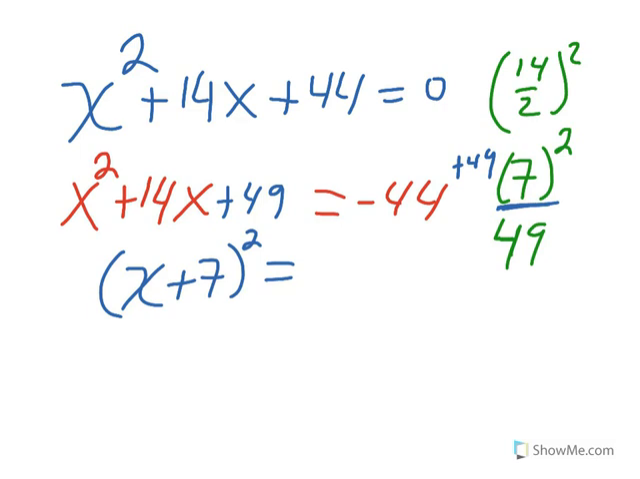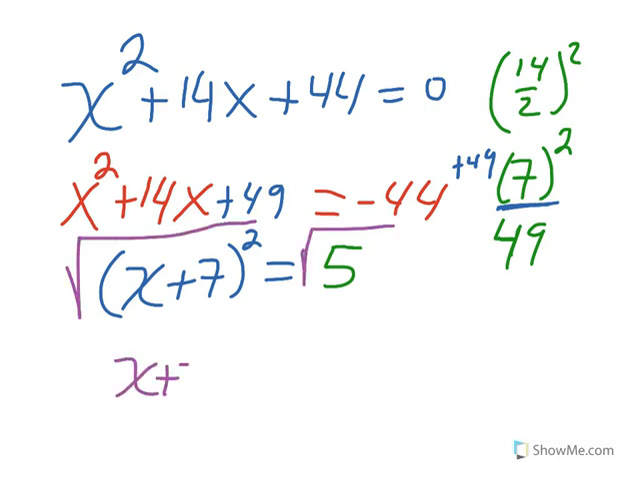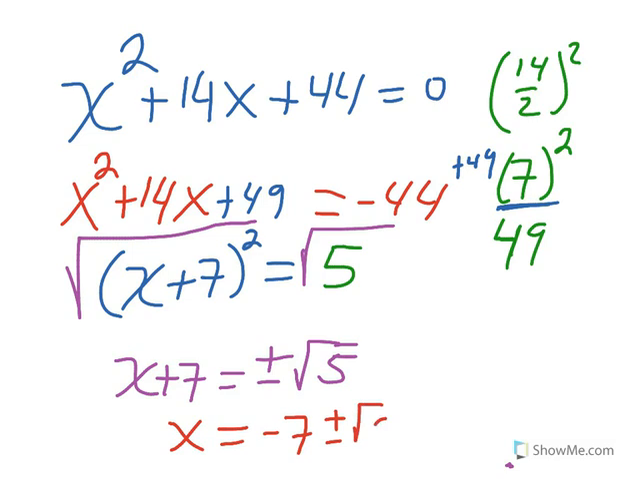Quantity squared is equal to a positive 5. So now I am going to take the square root of both sides. So x plus 7 is equal to plus or minus the square root of 5. And so then to solve for it, I'm going to subtract 7 from both sides. So I get x is equal to negative 7 plus or minus the square root of 5. If you want to leave it like that, you can. If you want to make it a decimal, that's your choice.